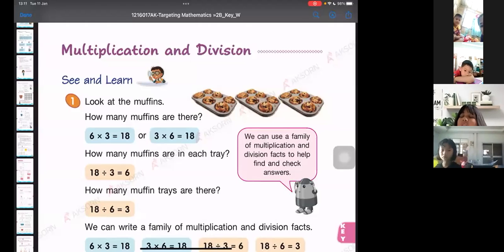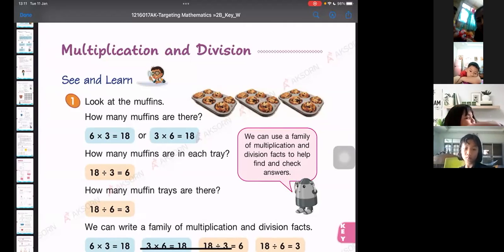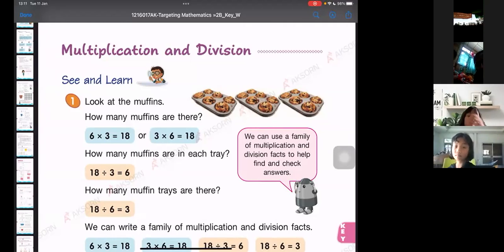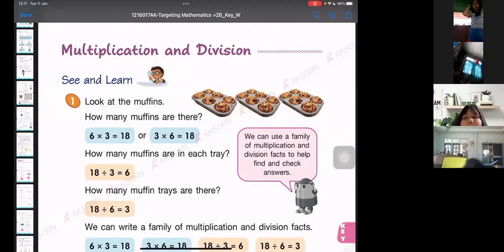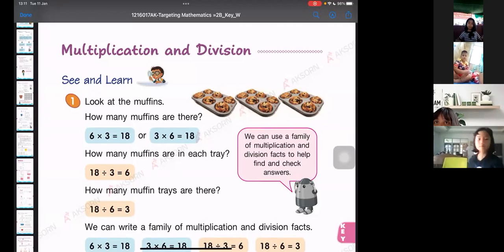Okay, since Group A was not here yesterday, we're just going to review our lesson from yesterday, okay? So Group B, you know this already. This will be your review. Yesterday we talked about multiplication and division.